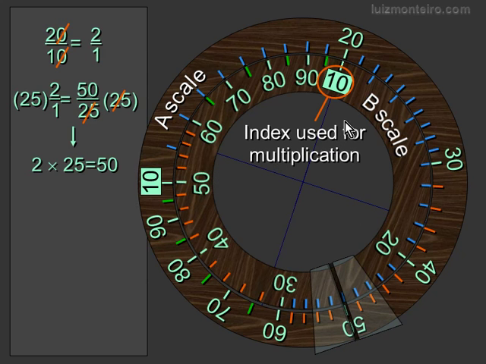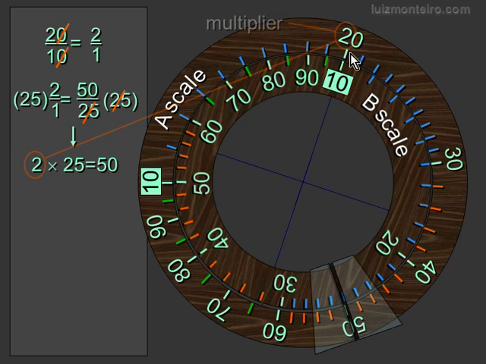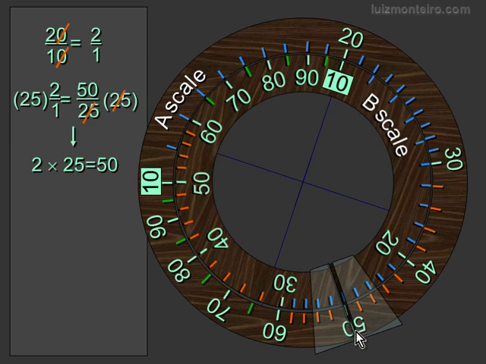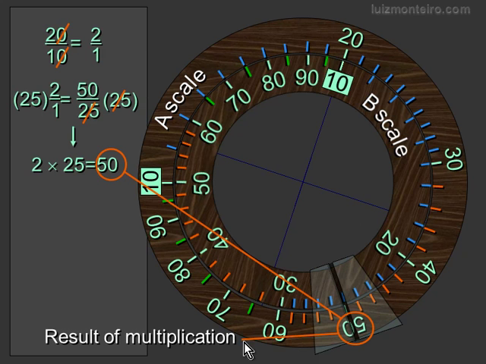So basically, this 10 here on the B scale can be used as an index for multiplication. The multiplier will be placed here above the 10. The number that we're going to be multiplying it by is going to be here on the B scale, and the result is going to be on top of that number on the A scale, the result of multiplication.